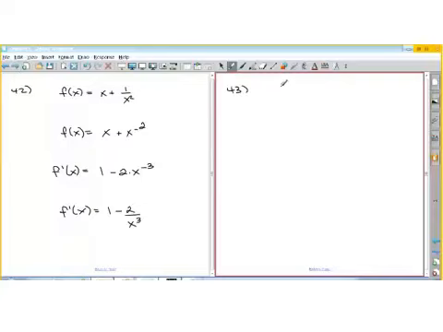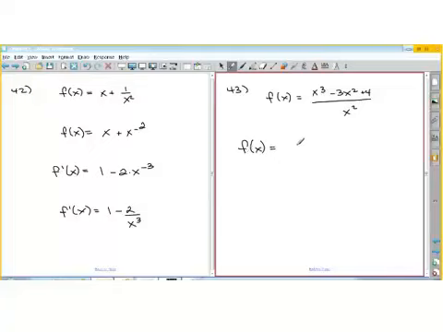43. F of x equals x cubed minus 3x squared plus 4, all divided by x squared. You said, I haven't done anything like that yet, but because we only have a single denominator, we can just divide each term by x squared.